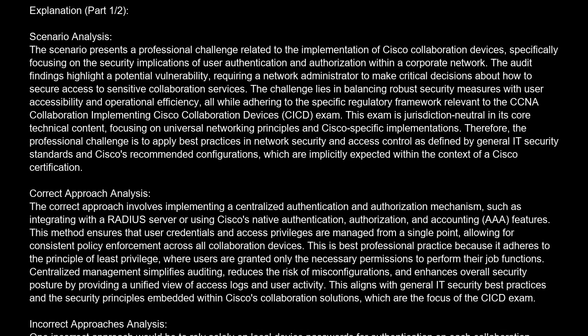Correct answer is C. Implement a centralized authentication and authorization system, such as Radius or Cisco's native AAA, to manage user credentials and access privileges from a single point. Explanation. Scenario analysis. The scenario presents a professional challenge related to the implementation of Cisco collaboration devices, specifically focusing on the security implications of user authentication and authorization within a corporate network.